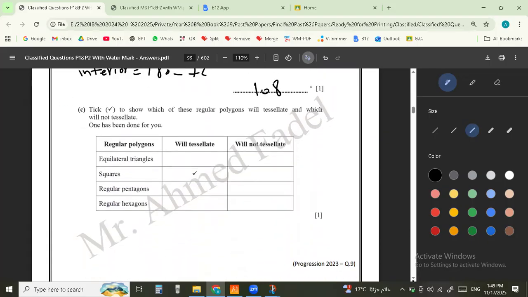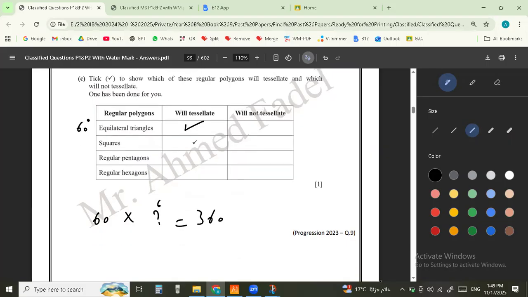C, will they tessellate? Equilateral triangle? I need to find first what is the size of one interior angle in an equilateral triangle. Mister, one interior angle in an equilateral triangle is 60 degrees. Is 60 a factor of 360? Meaning 60 times something will give you 360? Yes, 60 times 6. So it will tessellate.